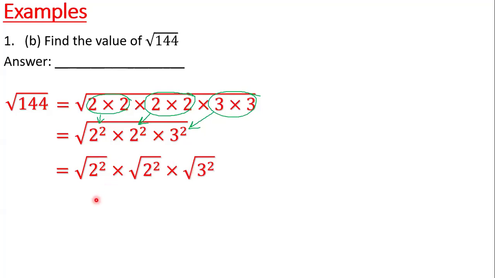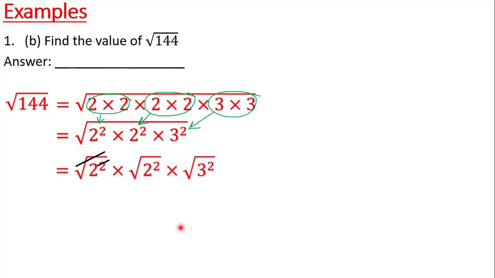Next, after we separate them, the square root is very important. The square root and the power of 2 cancel out each other. So after we separate them, we know that the square root and the power of 2 are opposites. It's kind of like multiplication and division, addition and subtraction. They cancel out each other. So this would cancel out with this. This would cancel out with that. That would cancel out with that.